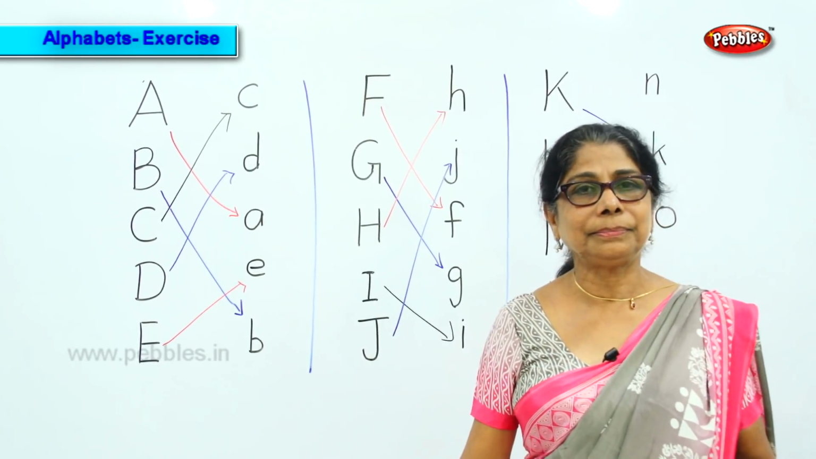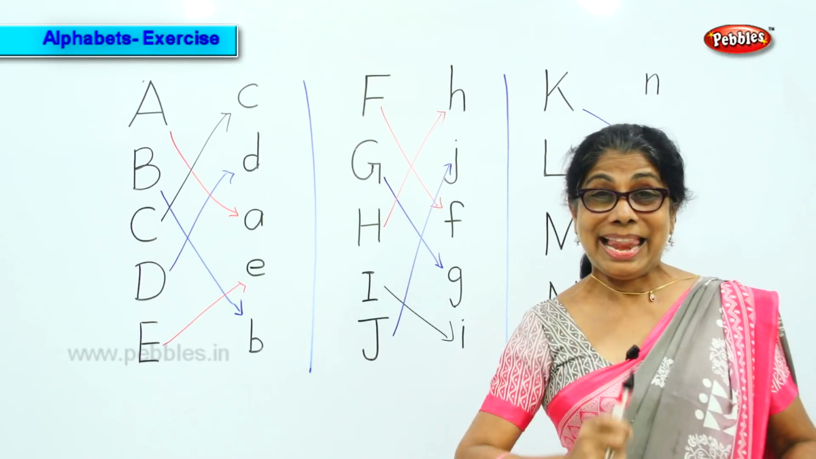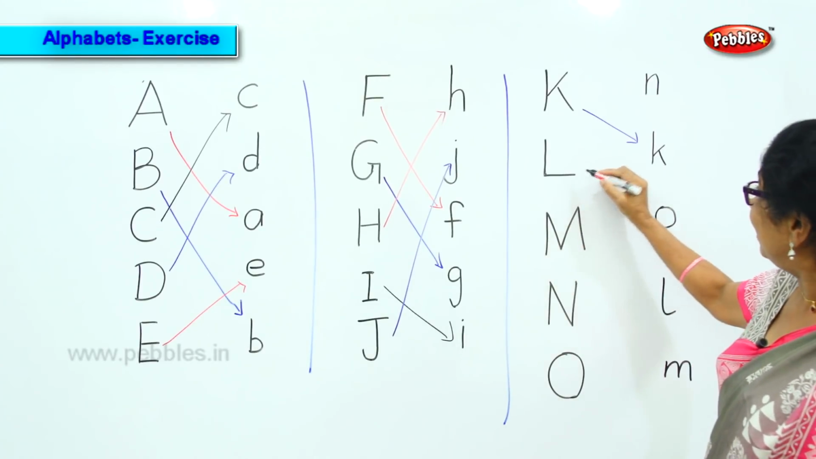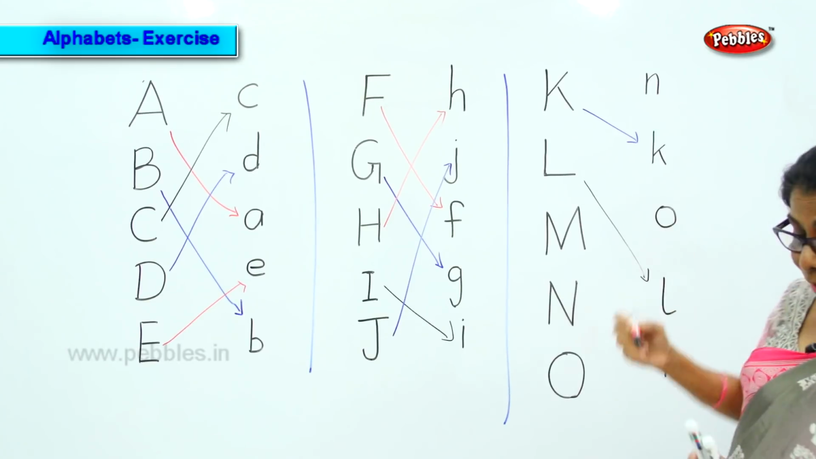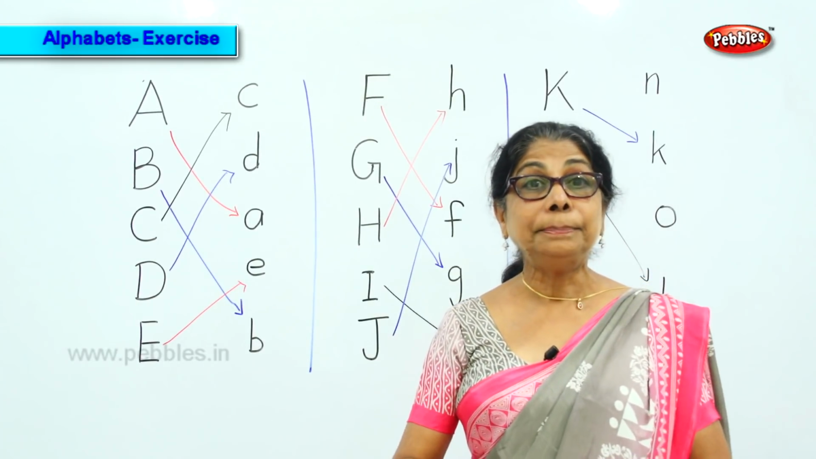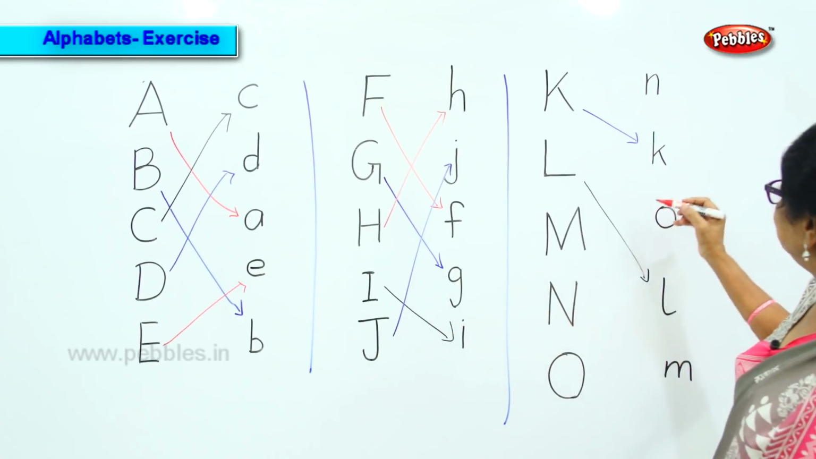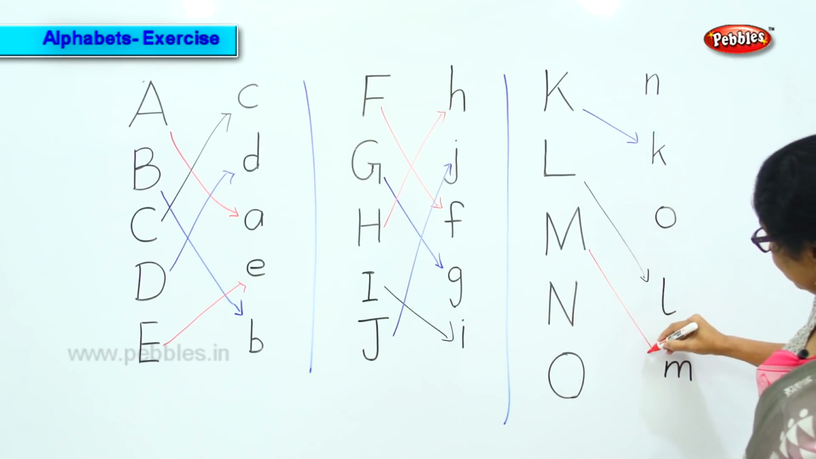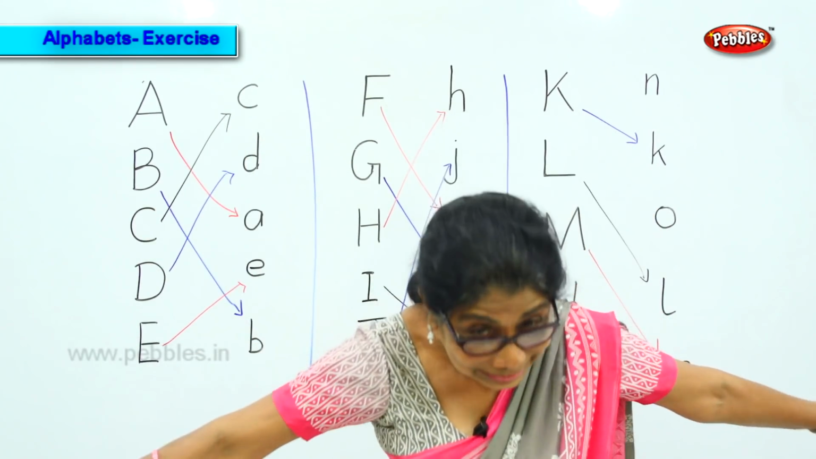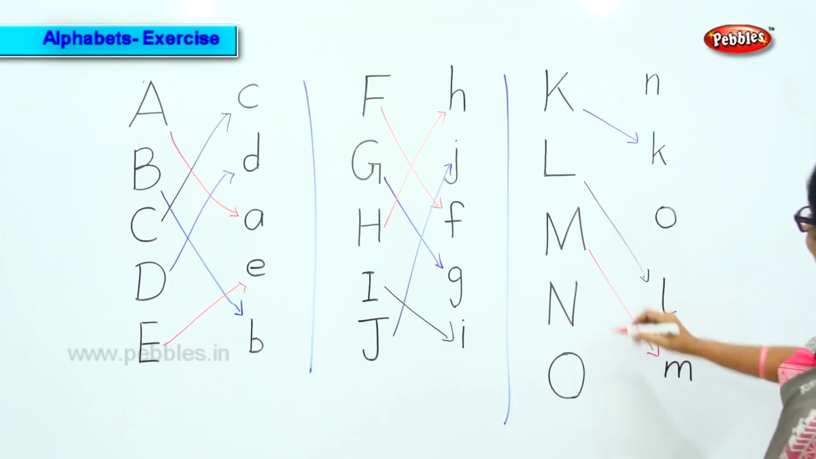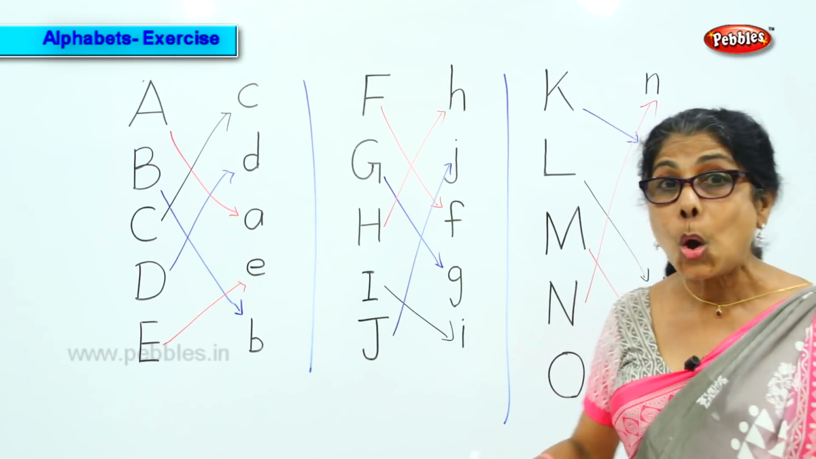K, K. Then we have L, lollipop. L, big letter L. And where's the small letter? Yes, here, small letter L. Letter M. Where is it? Good. Then next we have, think of the aeroplane. Where is the small letter? Yes, right up there. The last one, O.